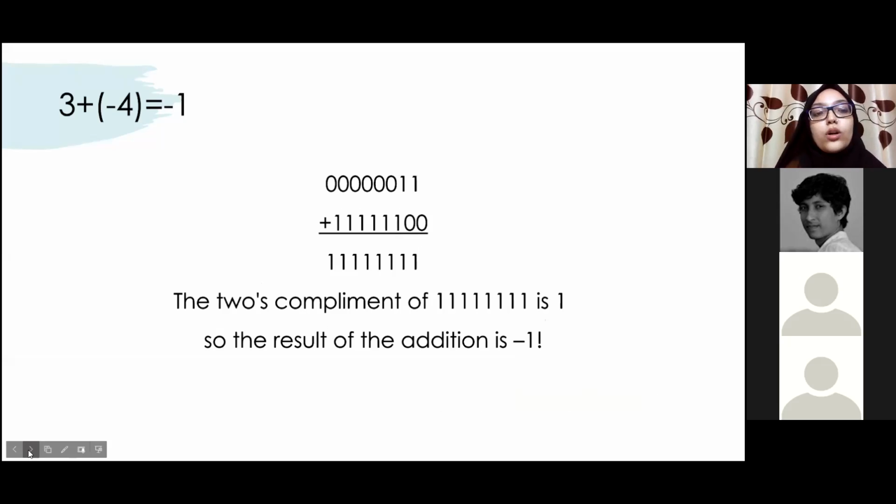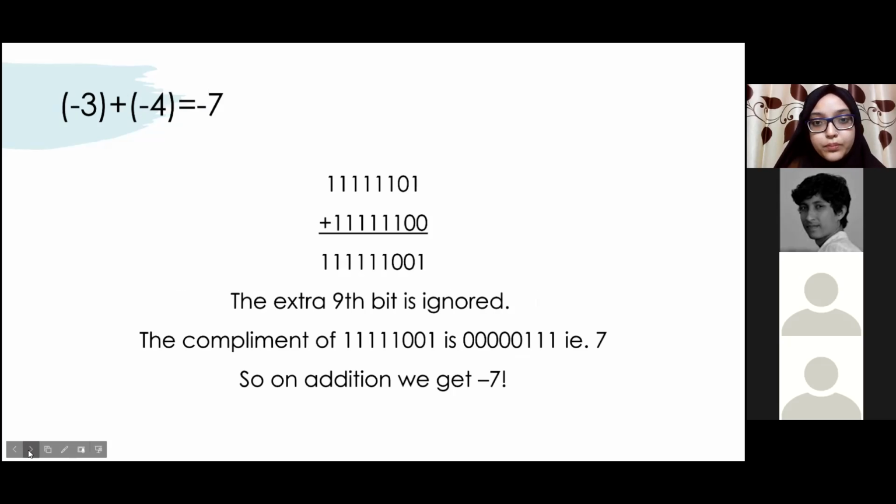3 plus minus 4 is equal to minus 1. 3 is a positive number, so we don't complement it or change it. 3 remains as 11 in binary, and we change 4 to its complement number, minus 4. When we add 1 to the complement number, we get the one we see here. So the addition is 11111111 and 11. The complement of this is 0. Adding 1 makes 1, so the result of this addition is minus 1.